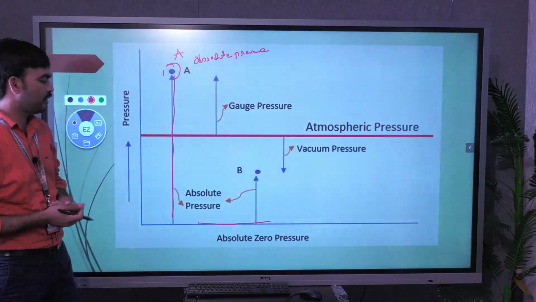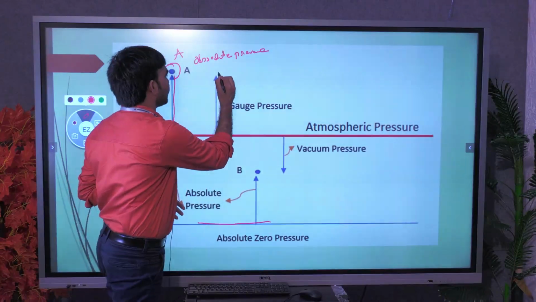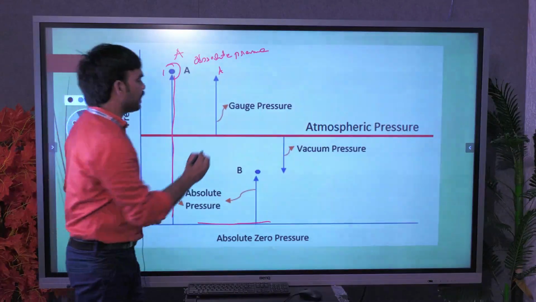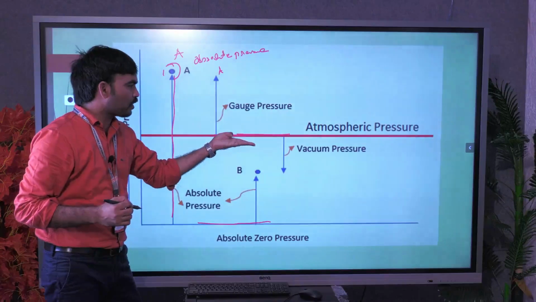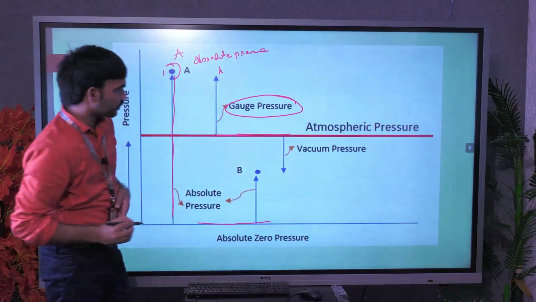If you consider absolute zero as a reference, you call it absolute pressure, right? And in another way, I am measuring the pressure at this same point A, but this time I have considered the atmospheric pressure. This is the atmospheric pressure line. If I consider the atmospheric pressure line as a reference, this is called gauge pressure.